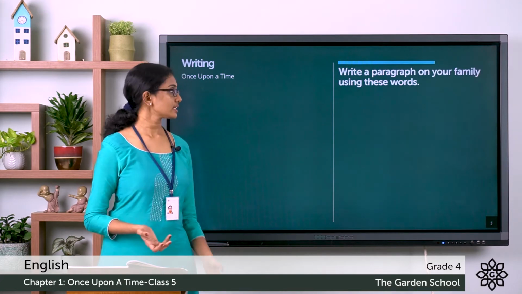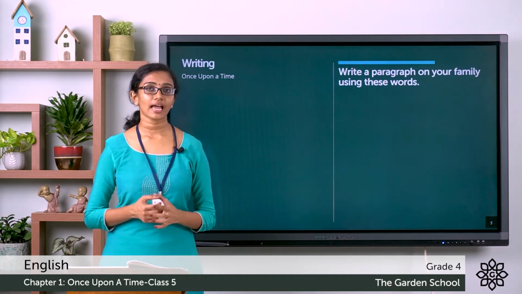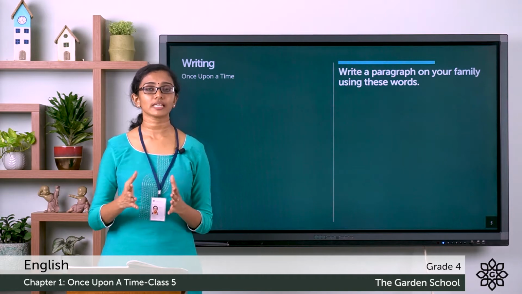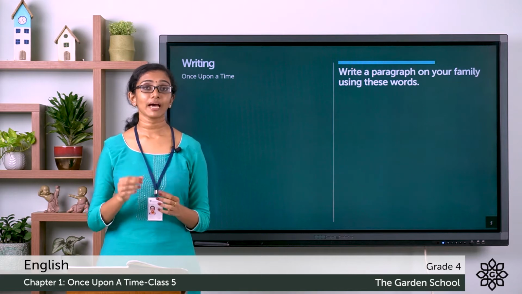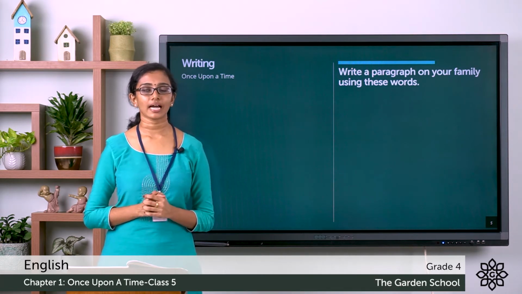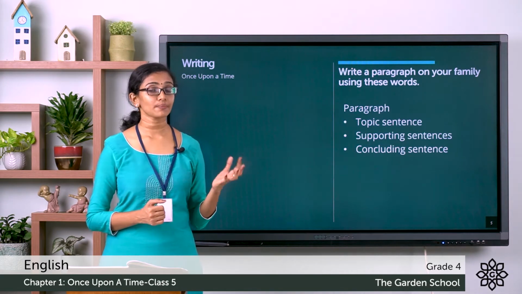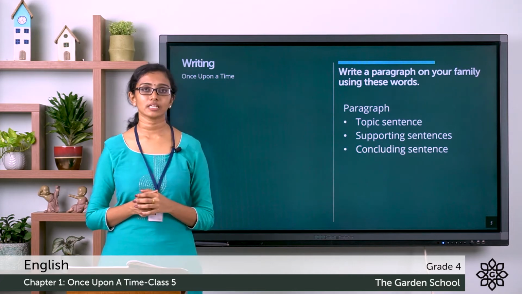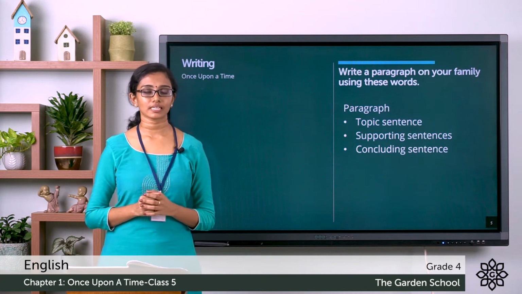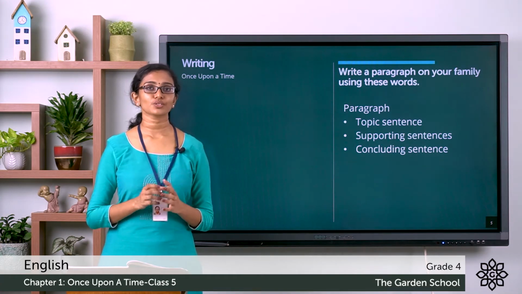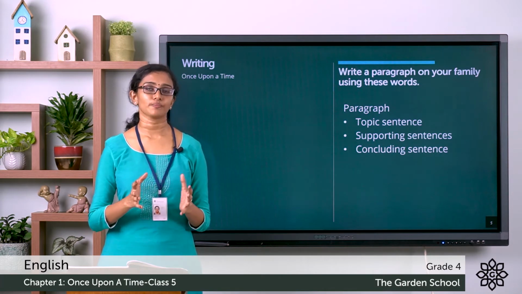And here, this writing exercise is about writing paragraphs. Do you know what is a paragraph? A paragraph means it is a group of sentences which talks about a single topic. A paragraph will contain only one central idea. So in a paragraph, there will be a topic sentence, supporting sentences and a concluding sentence. The first sentence in a paragraph is its key sentence or the most important sentence. And this first sentence should introduce the topic of the paragraph, which means the central idea of the paragraph.